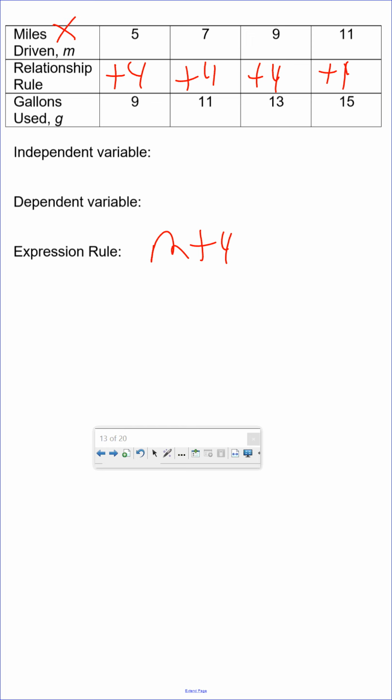So if this is the x-axis and this is the y, the independent would be miles driven. The dependent would be the gallons used, because the gallons used depends on how many miles are driven. If you manipulate the miles driven, then the gallons used will respond to it.